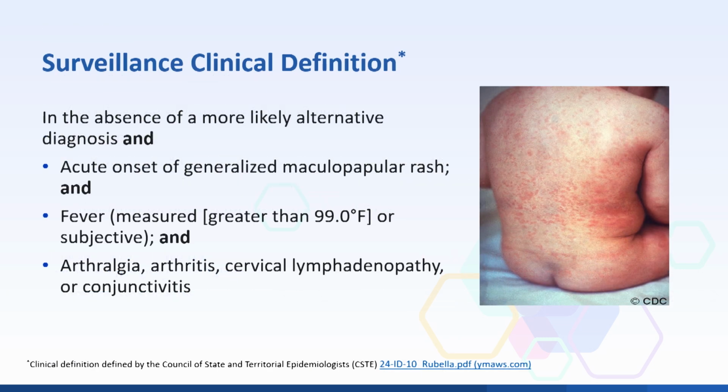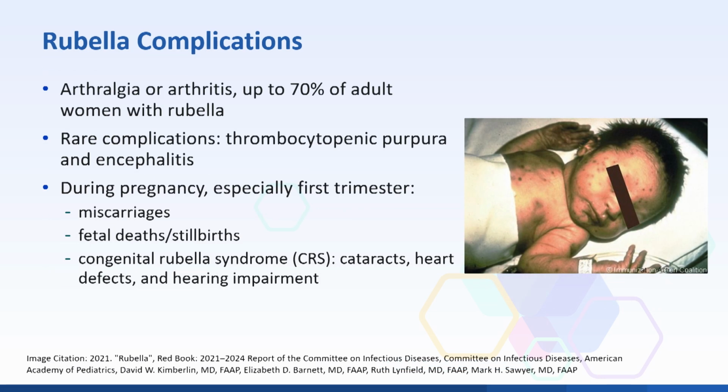The surveillance clinical definition for rubella, as approved by the Council of State and Territorial Epidemiologists, includes the following criteria. In the absence of a more likely diagnosis, acute onset of a generalized maculopapular rash, fever, and the presence of at least one of the following: arthralgia, arthritis, cervical lymphadenopathy, or conjunctivitis. Rubella can lead to complications and death.